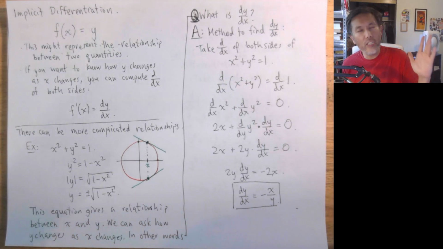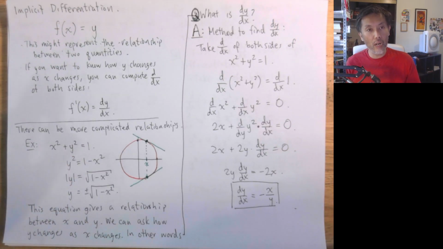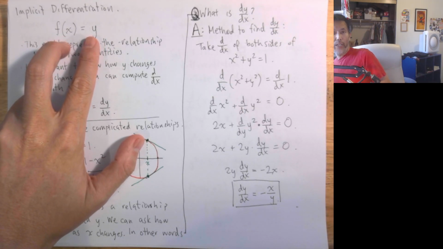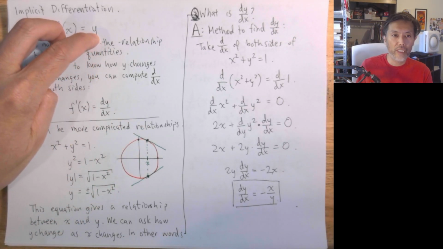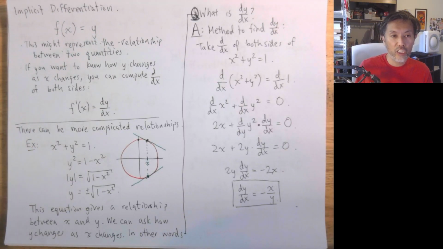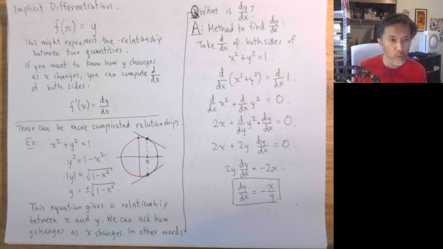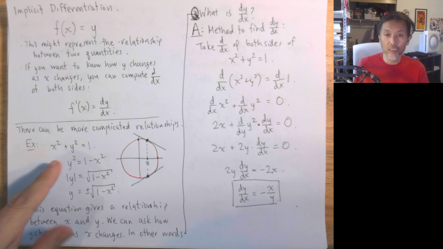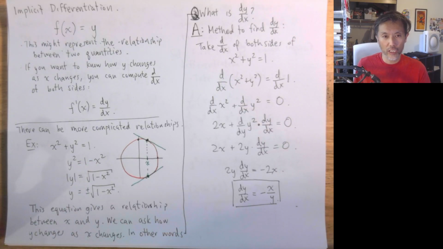There's nothing that requires nature to give the relationship between two quantities by something like y equals f of x. It could be more complicated. For example, you could have a relationship like this: x squared plus y squared equals 1. This is more complicated because this is not a functional relationship.